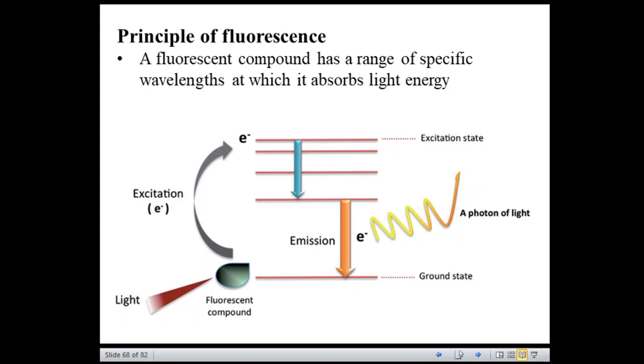A fluorescent compound has a range of specific wavelengths at which it absorbs light energy. So we all know that. Now this absorption of light causes an electron to rise from a ground state to the excited state, or the higher energy level. Now the excited electron quickly goes back to its ground state while giving out the excess energy in the form of a photon, that is as a photon of light. Now this transition of energy is called fluorescence.